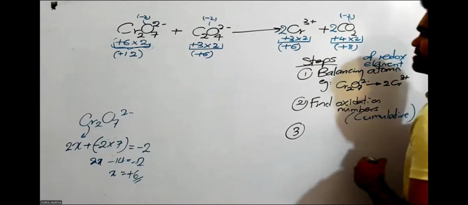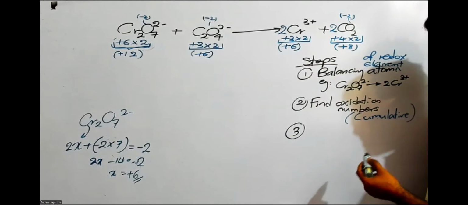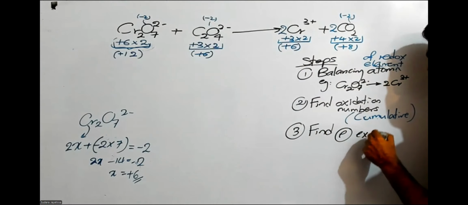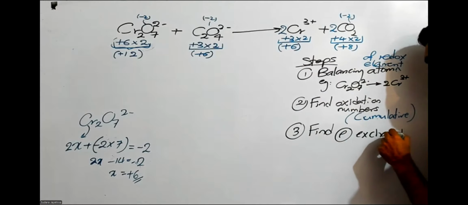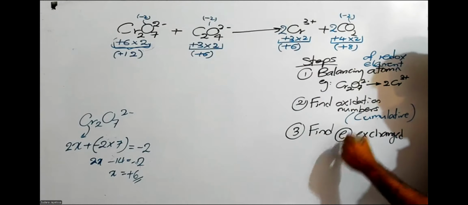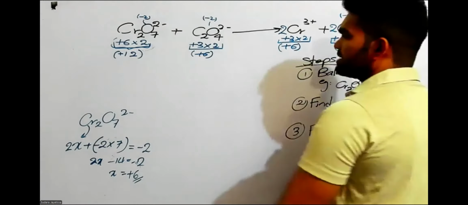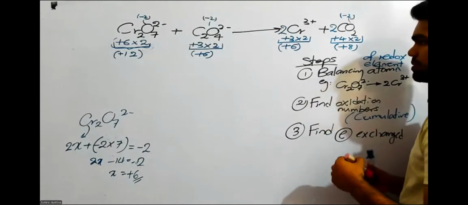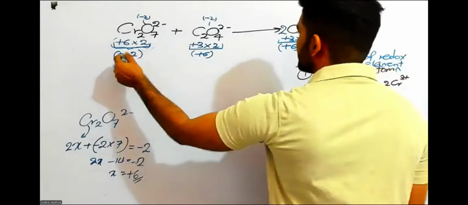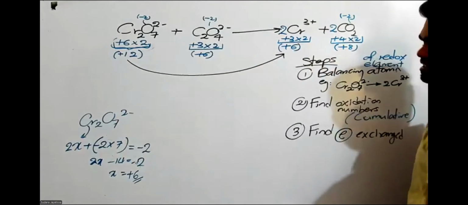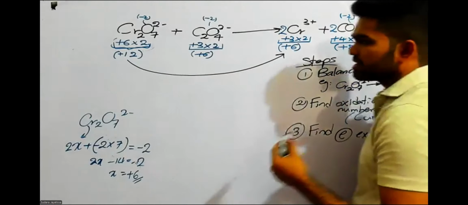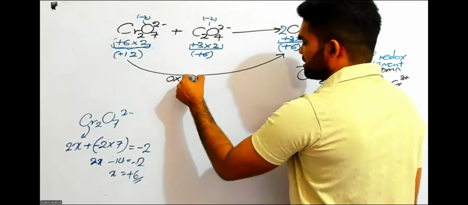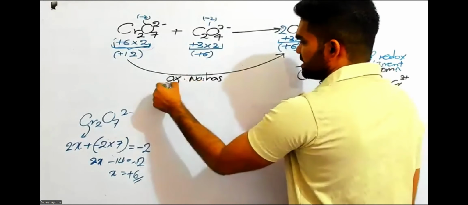Now you need to check the change of oxidation number. So you need to find electrons exchanged. Okay, you need to find the number of electrons exchanged. Now here you can see chromium is going from +12 to +6. If you put an arrow like this, it is going from +12 to +6. So in this process, the oxidation number has decreased.